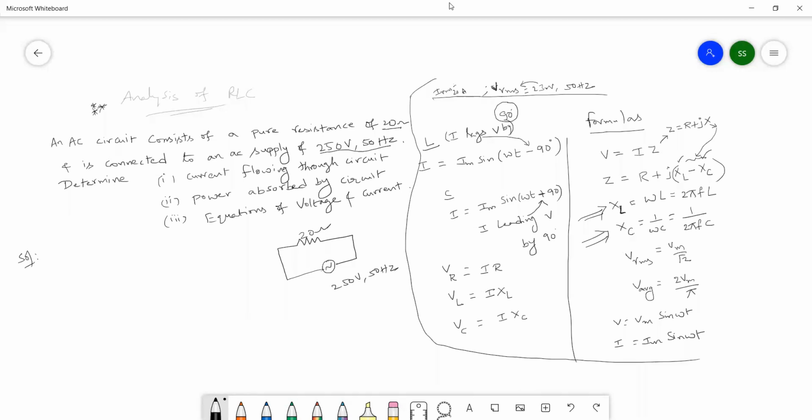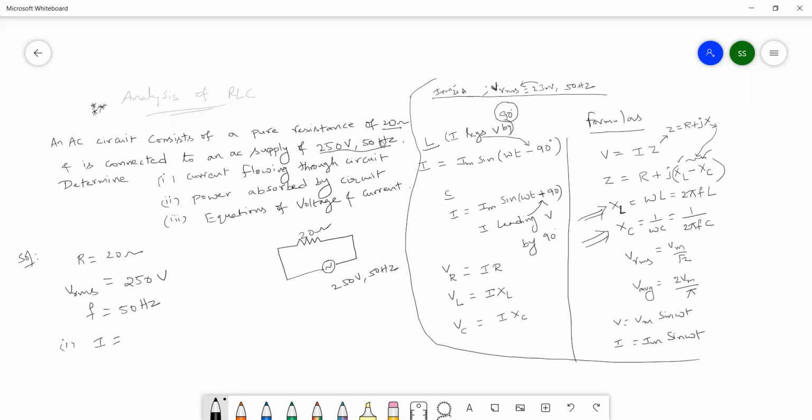Right. Now let us note down the given data. R value 20 ohms, VRMS directly given as 250 volts, and frequency 50 hertz. What they are asking in the first problem is the current flowing through the circuit. What is the formula of current? V by R. Very good, V by R.